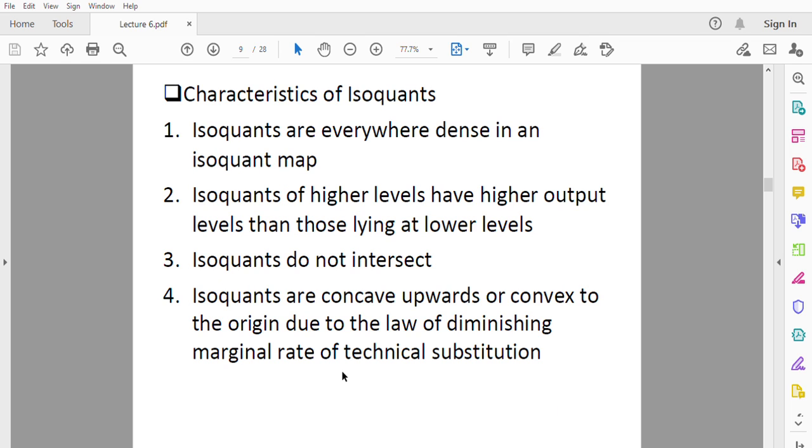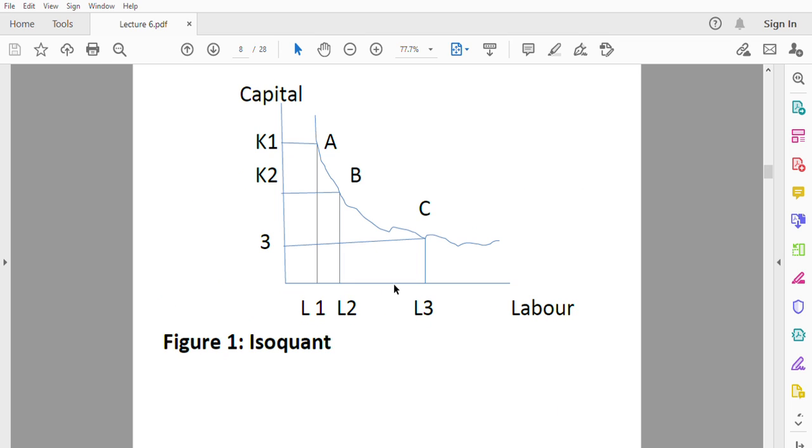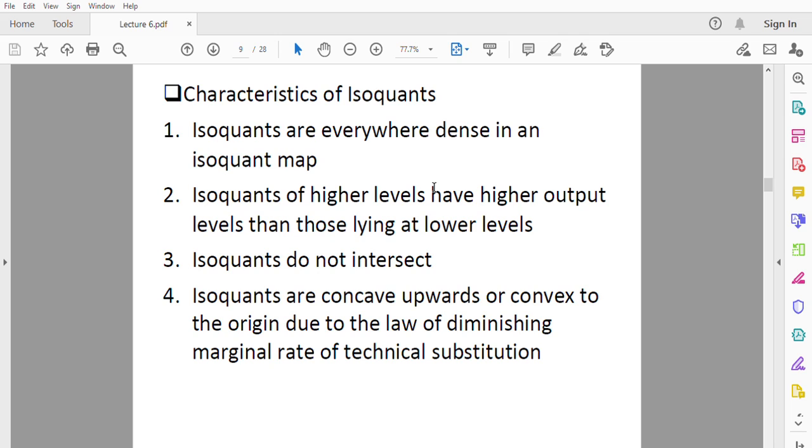So isoquants are concave. That makes for the curve. That is why it is not a straight line, but it looks convex to the origin. This is the origin, so if it is pointing here it is convex, but if it is pointing outside, it is concave. So it's concave upwards or convex to the origin due to the law of diminishing marginal rate of technical substitution. We'll pause here and continue in the next slide. Thank you.